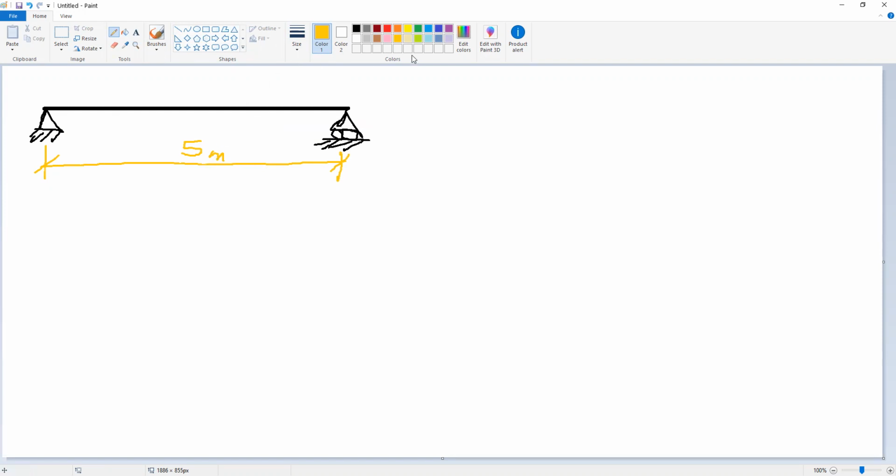Okay, and we have an applied load, like a uniform load. This uniform load we call it Q or W. W equal to, let's say, 2 kilonewton per meter. Okay, and the span is L equal to 5. Okay, and we have the supports A and B.